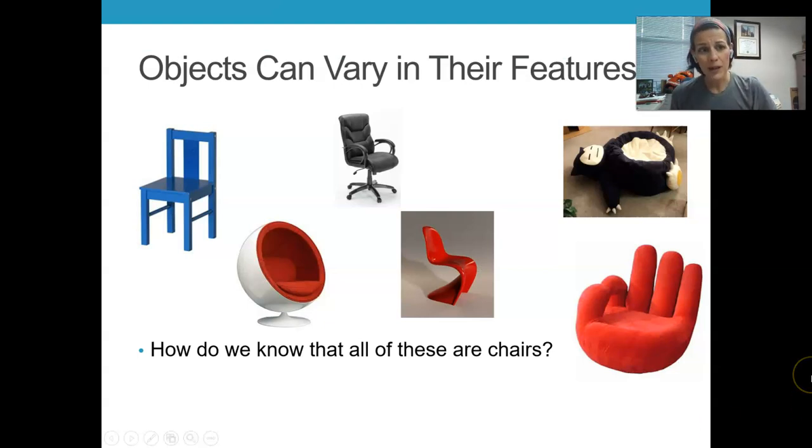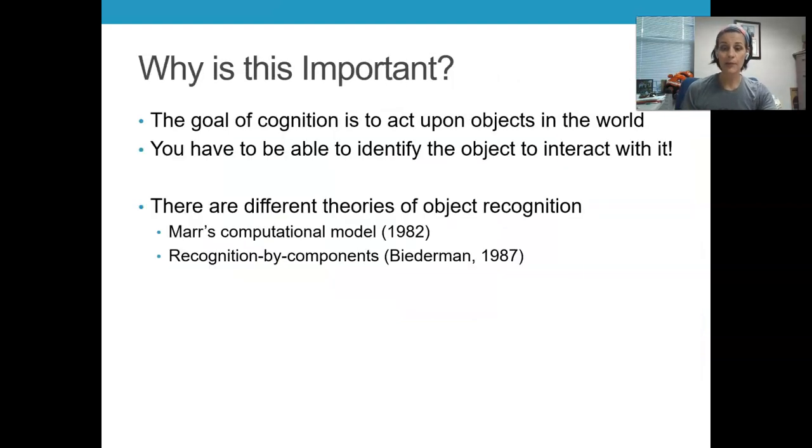One of the major problems with object recognition is that objects vary in their features. All of these are chairs, but they all look really different from each other. So the question becomes, how do we know that these are chairs? All of them have in common that they have a horizontal surface that you put your rear end on. But some of them vary in back support, some of them have no back support, some of them have arms, some of them don't. So let's talk a little bit about some of the theories about how we recognize objects.